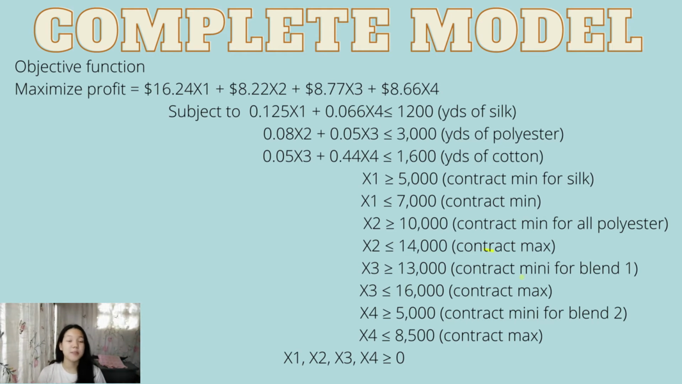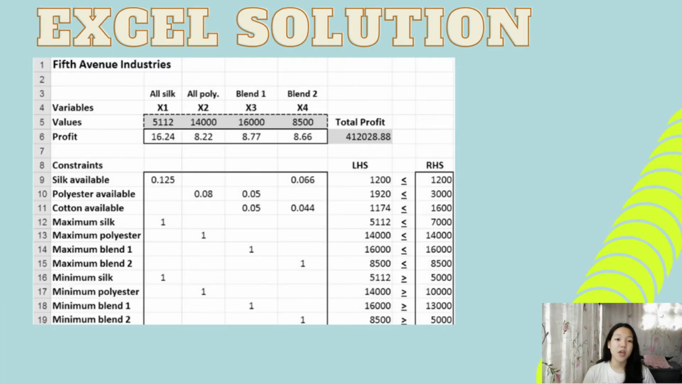And then, of course, di mawawala yung constraints, which is importante din. Here, it is shown on this model. And here is its Excel solution. So, ganun lang din guys, you have to input the data and then the Excel will solve this for you, kung ilan yung total profit mo. So, the result here is actually 412,028.88. So, that's a good result.